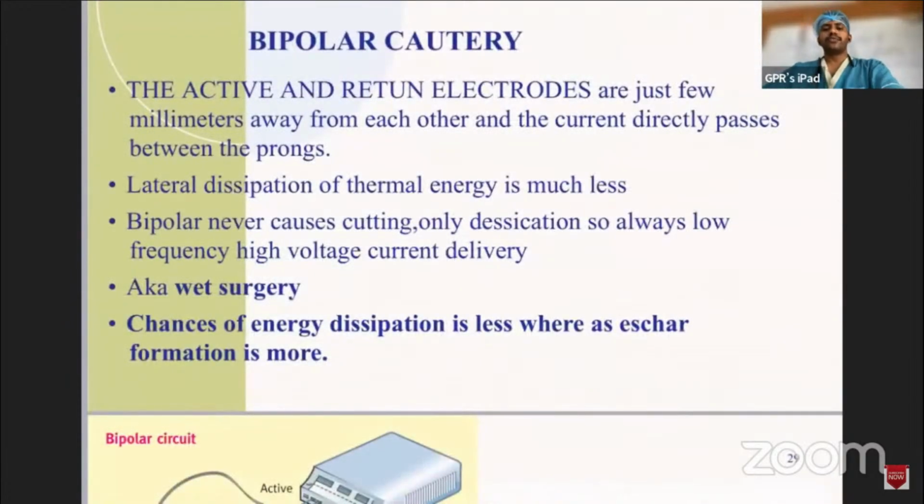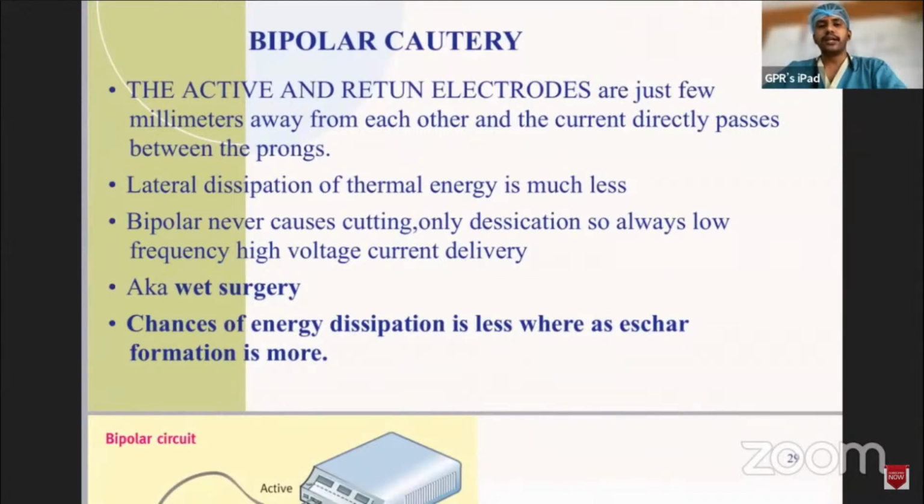There are a few advantages of monopolar over bipolar. Monopolar current can be kept over any person. It can be used on a local surface also. Whereas bipolar has even better advantages, stating that the active and passive or return electrodes will be just a few millimeters away, just like prongs we used to hold, and there is no lateral dissipation of energy, and the reverse current will go back to the electrode through the same channel.